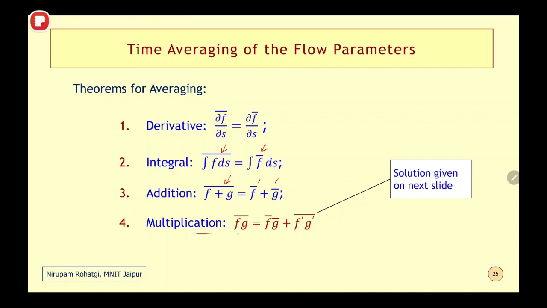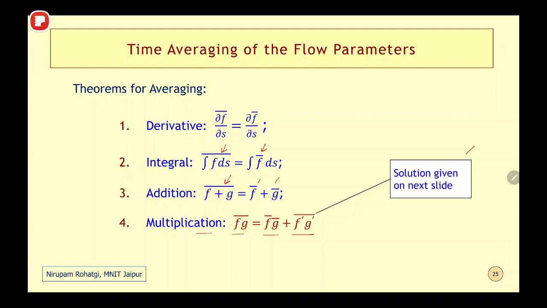Now if you are doing the multiplication, then the averaging after multiplication is not same as averaging before multiplication. The difference would be this. Okay, f prime... this will come. We will see how we will get this.